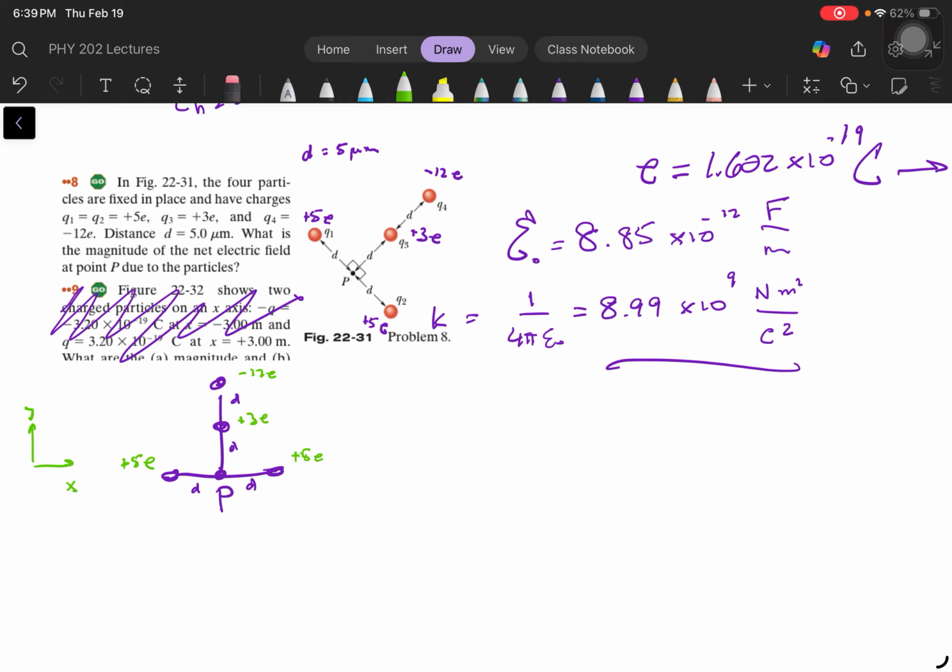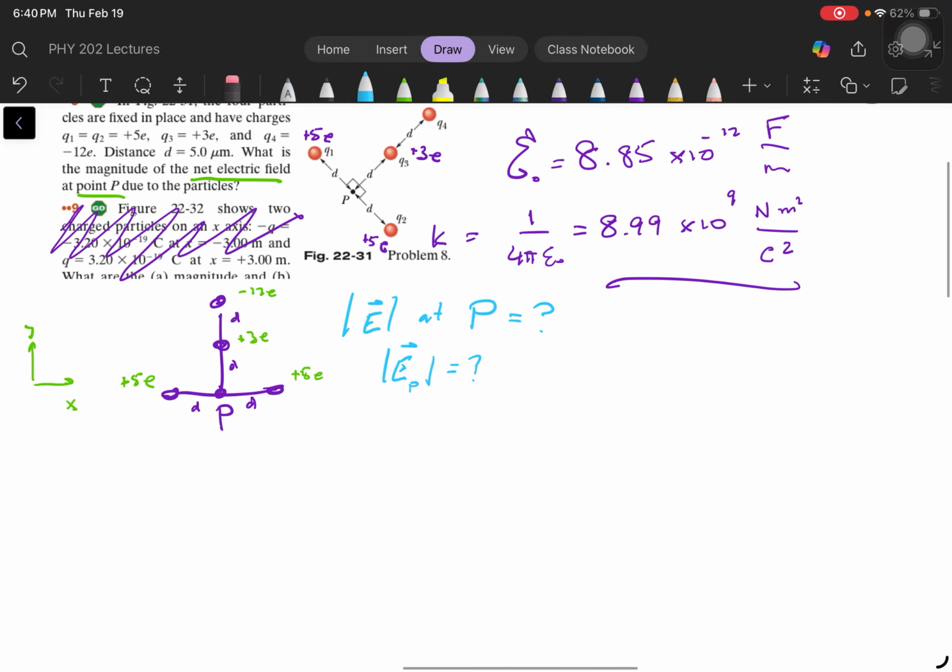Okay, so what are we being asked to do? What is the net electric field at point P due to the particles? And so we can go ahead and say we want the magnitude. Or if you want, get a little fancy, you could write E sub P is equal to that. Doesn't that look a little bit better than writing words in the middle of it? But it's all fun either way.